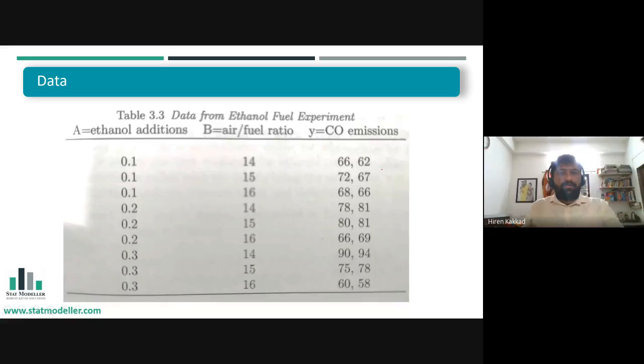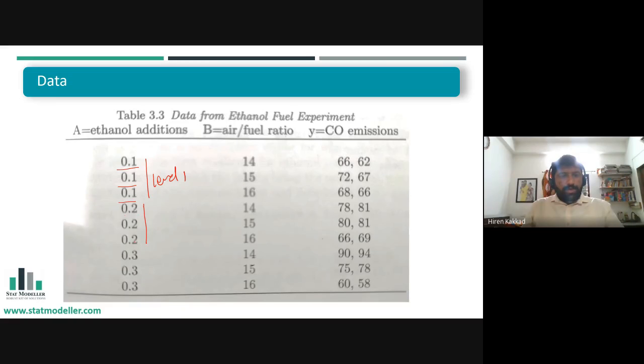This data is taken from one book, so I intentionally put the snap of that book. The book is written in the last reference slide, so you can also repeat the study or study further. That is a very good book that is available in the library. Here you can see the ethanol additions, that is 0.1, 0.1, 0.1. So this is, let's say, level 1.